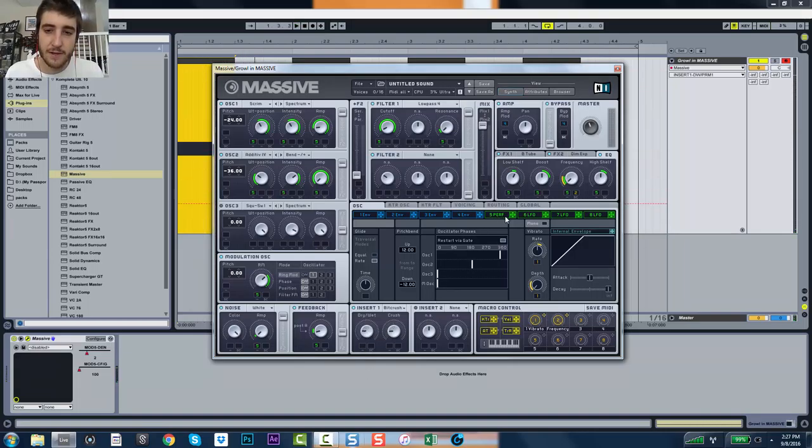I'm just going to put a little bit of that on. I like that little grit it adds to it. We can play around with the second one. Hard clippers are good. Sine shapers are good too, usually.